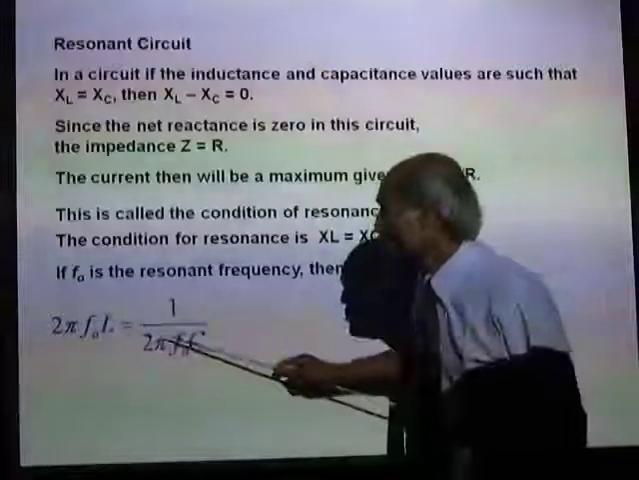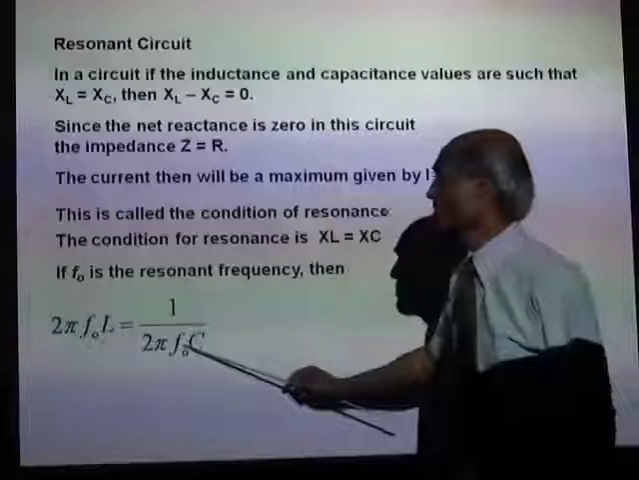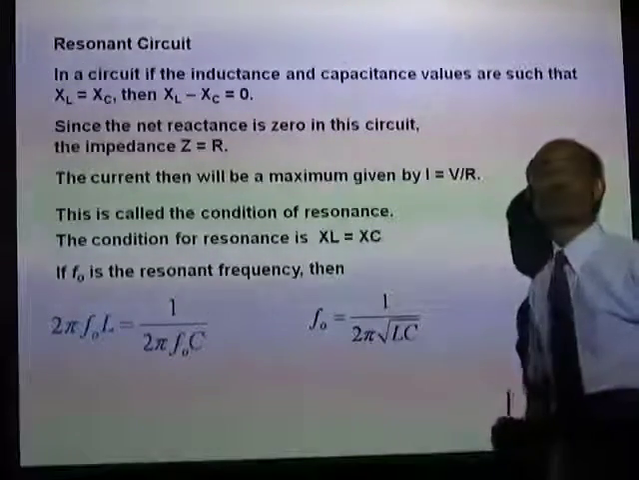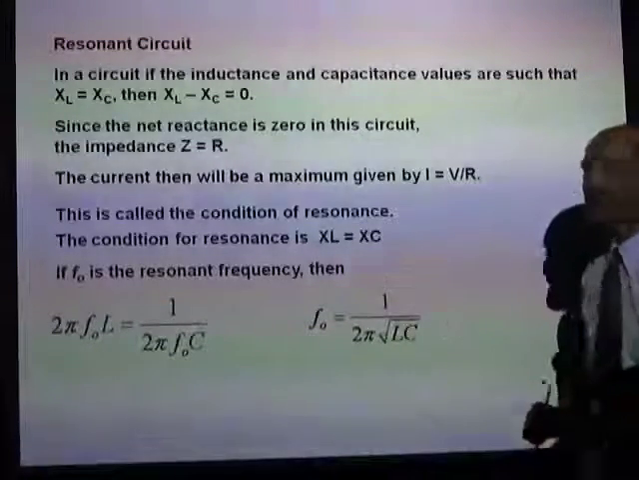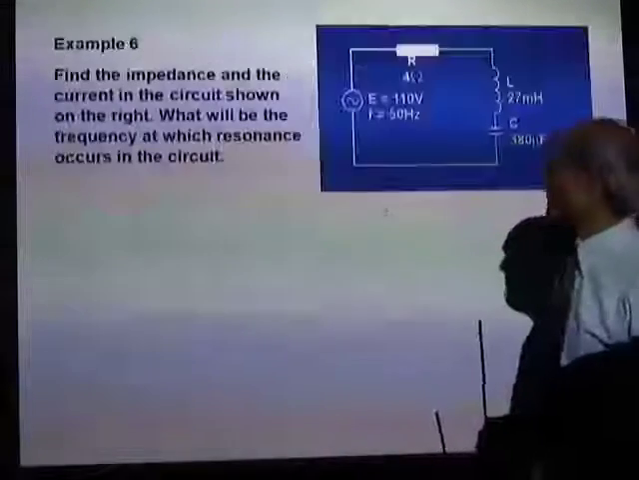Can you use this to solve for the resonant frequency? It's very simple. Cross multiply and solve for F0. F0 will be 1 over 2 pi square root of L times C. You will see this a lot in electrical engineering.